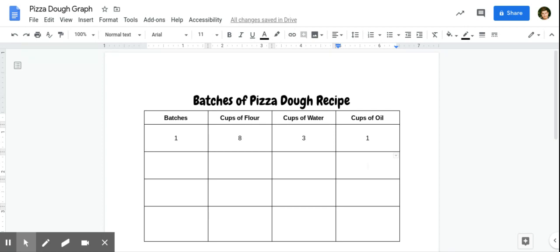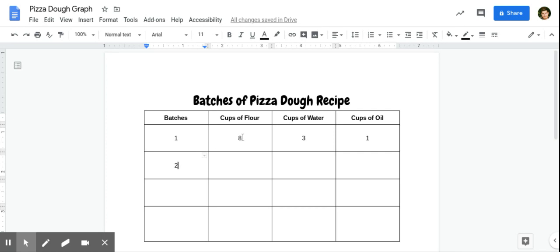So in this case, if I have one batch of pizza dough, it's going to require 8 cups of flour, 3 cups of water, and 1 cup of oil. Now, say that I had some friends coming over and I wanted to make more than one batch or one recipe of pizza dough, then I would have to double that. Let's say that I wanted to make 2 batches right here.